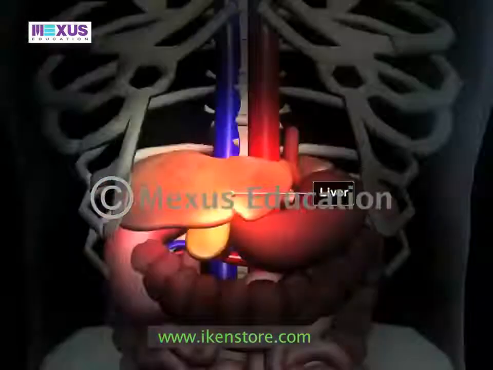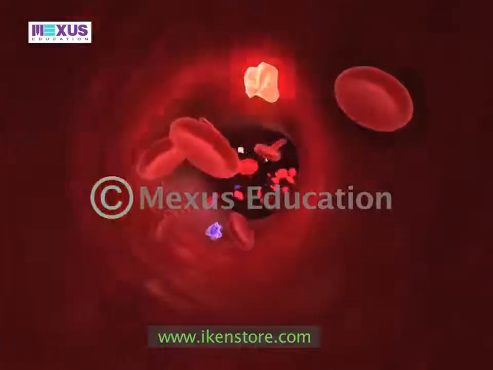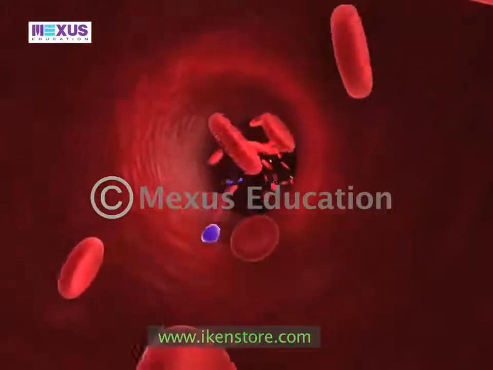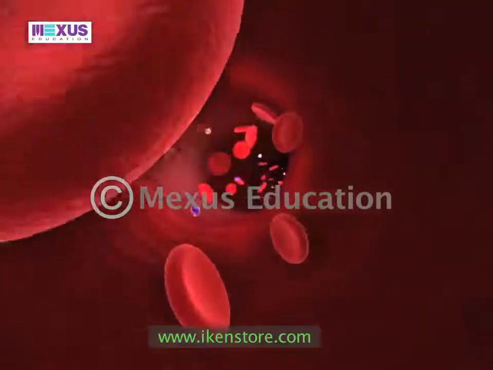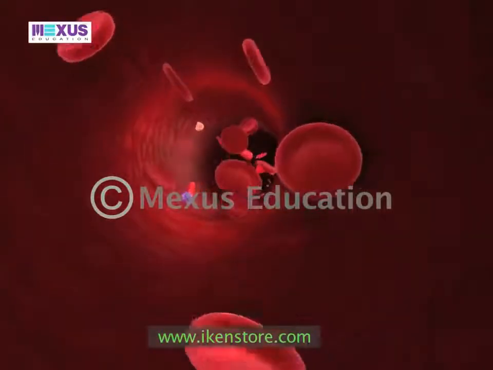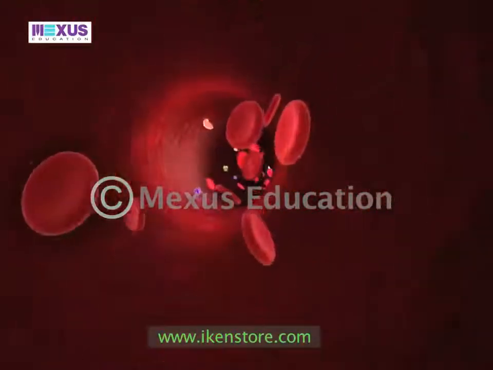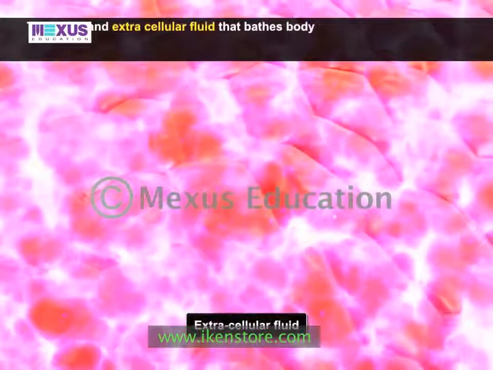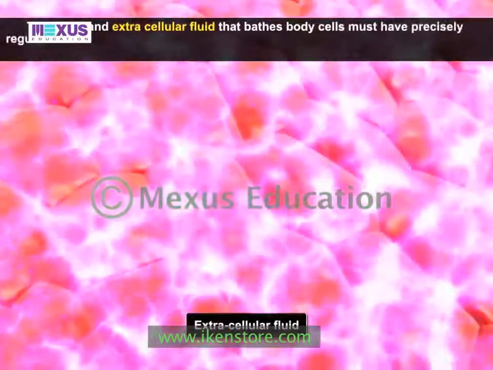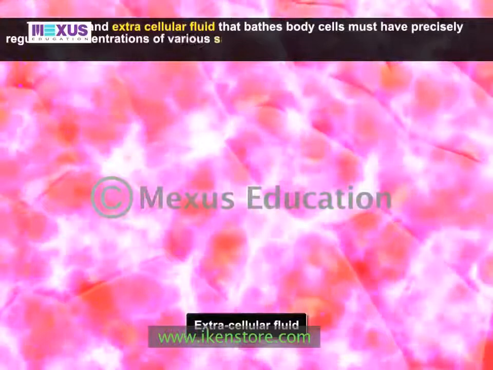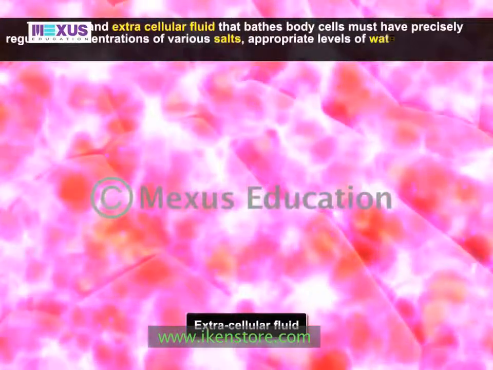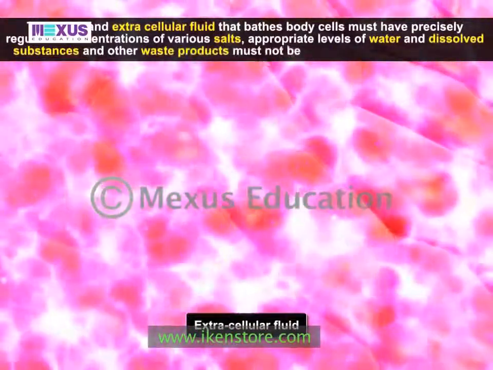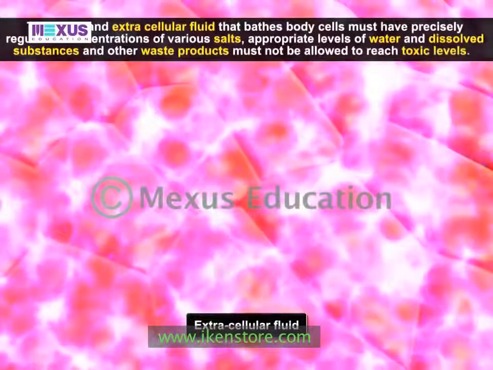by the liver into the bloodstream. These excess materials, drugs, toxins and wastes, if allowed to build up in the bloodstream, can threaten an individual's health by throwing off critical chemical balances. The blood and extracellular fluid that bathes body cells must have precisely regulated concentrations of various salts, appropriate levels of water, and dissolved substances, and other waste products must not be allowed to reach toxic levels.